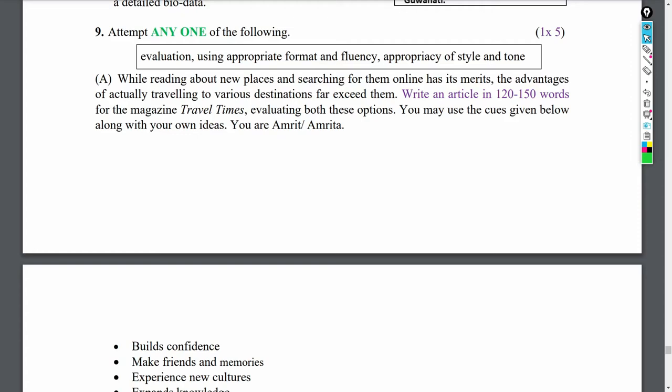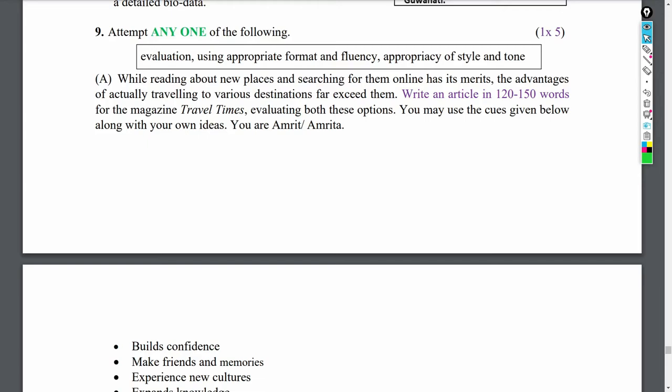While reading about new places and searching for them online, has it some merit? The advantages of actually traveling to the various destinations far exceed them. Write an article in 120 to 150 words for the magazine Travel Times, evaluating both these options. You may use the cues given below along with your own ideas. You are Amrit or Amrita.